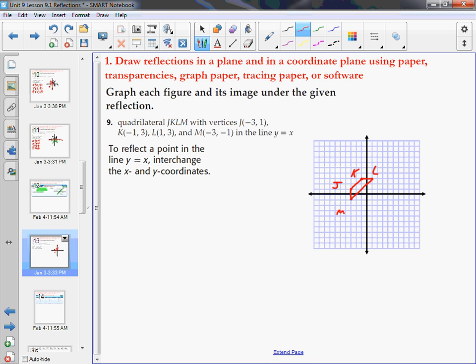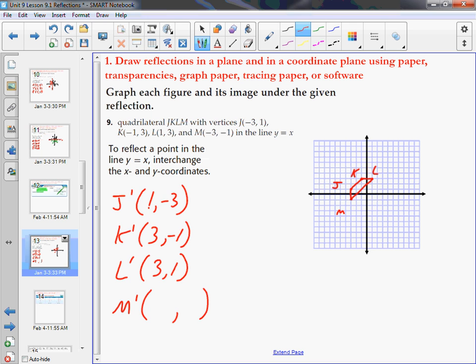To reflect a point in the line y equals x, we need to interchange the x and y coordinates. So if J was negative 3, 1, J prime is 1, negative 3. Just switch the order. That's all I'm doing. K was negative 1, 3, so K prime is 3, negative 1. L is 1, 3, so L prime is 3, 1. What are the coordinates of M prime?